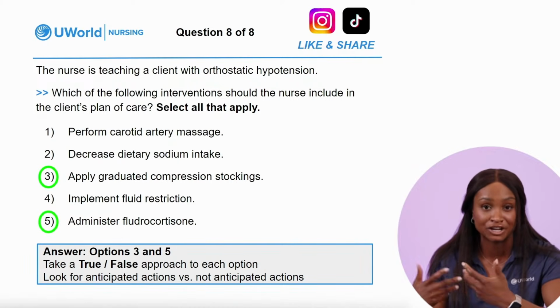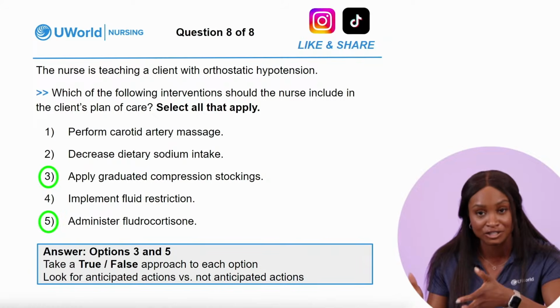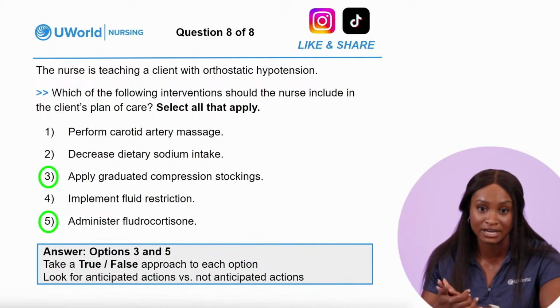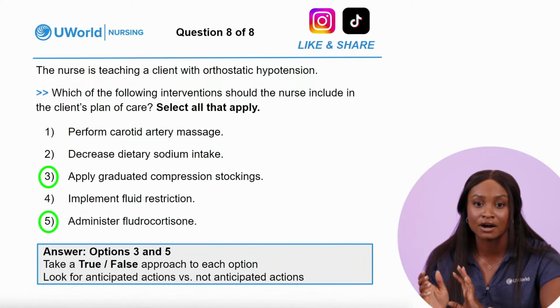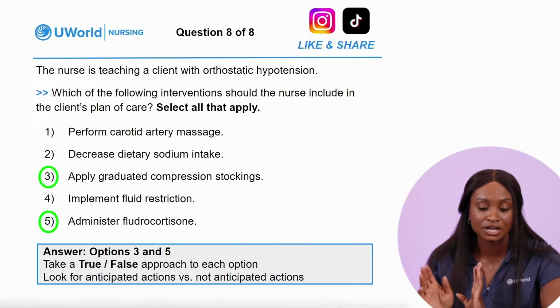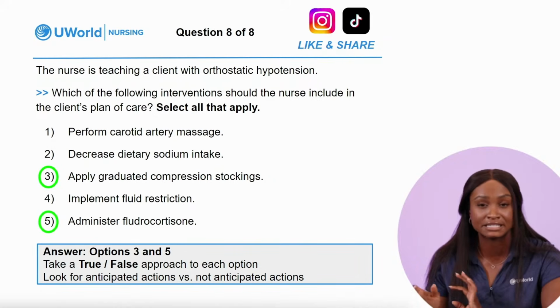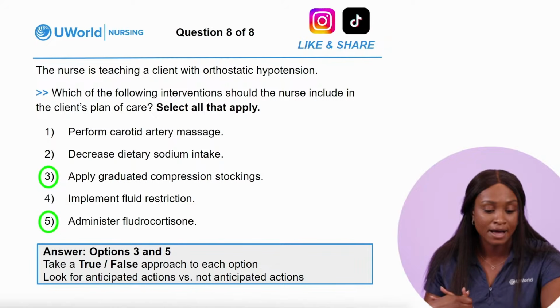And this is going to increase your blood volume and also increase your blood pressure. So we want to give fludrocortisone and apply graduated stockings. The carotid artery massage is going to stimulate the vagus nerve, and that's usually done with tachycardic rhythms, not necessarily blood pressure problems. That's going to do with a heart rate problem.